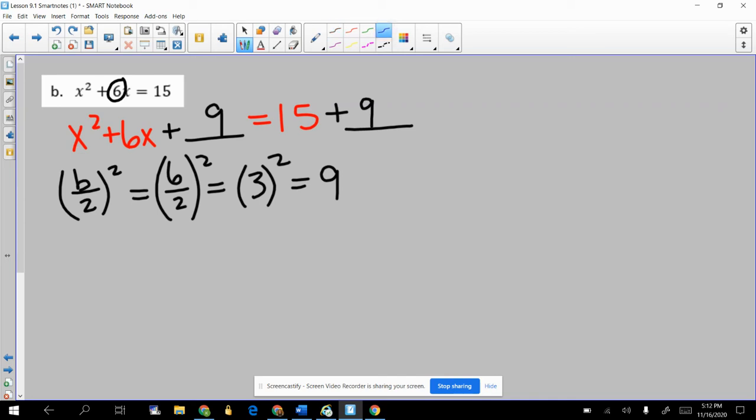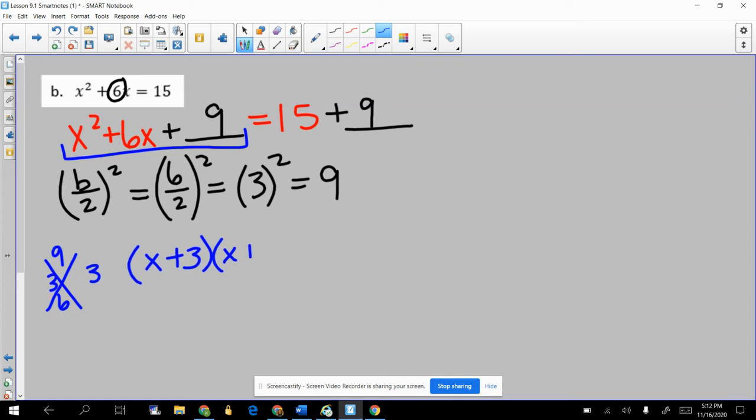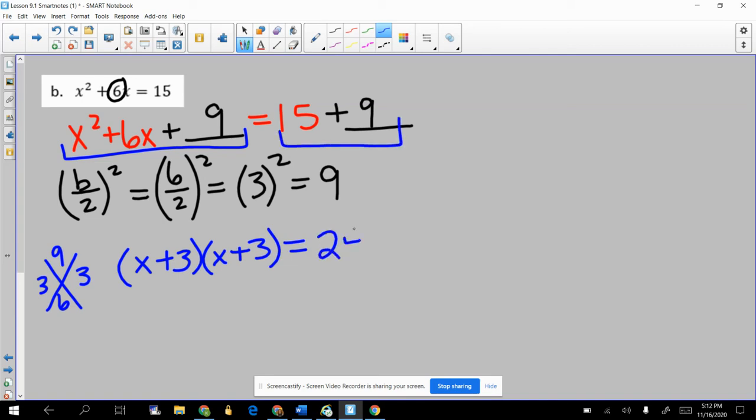Okay. This side, we're going to go ahead and factor. So 9 goes in the top and 6 goes in the bottom. What two numbers multiply to 9 that add to 6? 3 and 3. So I'm going to write this as x plus 3, and x plus 3 are my factors. And then we're going to set that equal to 15 plus 9, which is 24. And then I'm going to rewrite this x plus 3 times x plus 3 as x plus 3 squared.